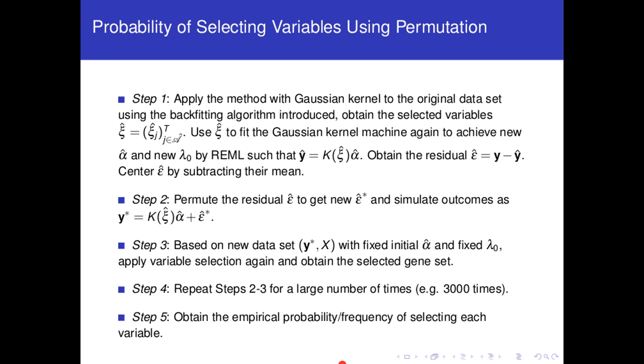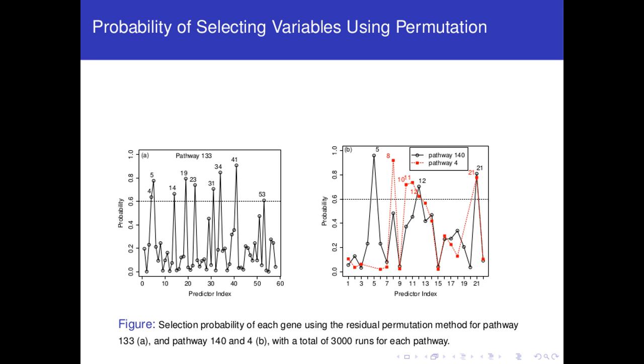Again, the selection probability we calculate through this permutation. Here, the left figure is from pathway 133. The right side graph is using both pathway 140 and pathway 4. For the selection probability, we cut at 0.6 here. Using this 0.6, only those variables are important variables. We identify 9 variables as important variables.